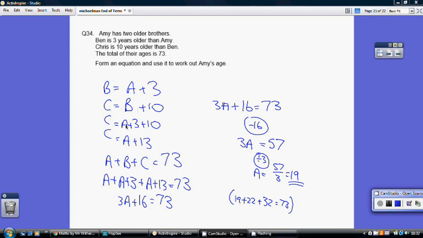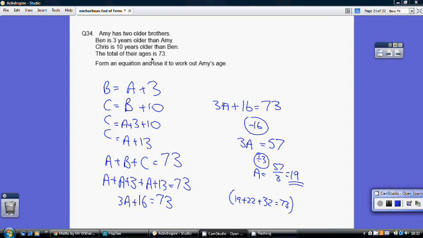So C is also equal to A plus 3 plus 10, which is A plus 13. Or if you like, just look back to the facts. If Ben is 3 years older than Amy and Chris is 10 years older than Ben, then Chris must be 13 years older than Amy. That's all I'm saying there. Chris is 13 years older than Amy. So I've got Amy's age being A, Ben's age being A plus 3, and Chris's age being A plus 13.